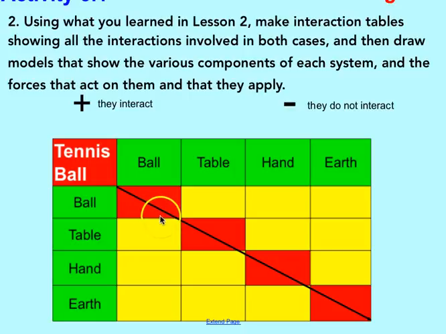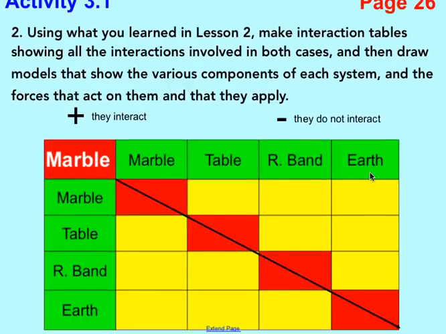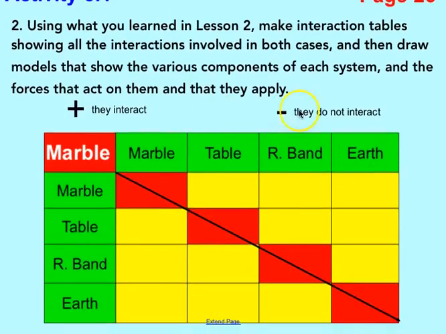Now, let's create the next interaction table for the marble. So you had the marble, you had the table, you had the rubber band, and you had the earth. So go ahead and fill in the pluses and the minuses. Pluses if they interact, minus if they do not interact. So now that you've had a chance to do this, and again, pause the video and complete this.